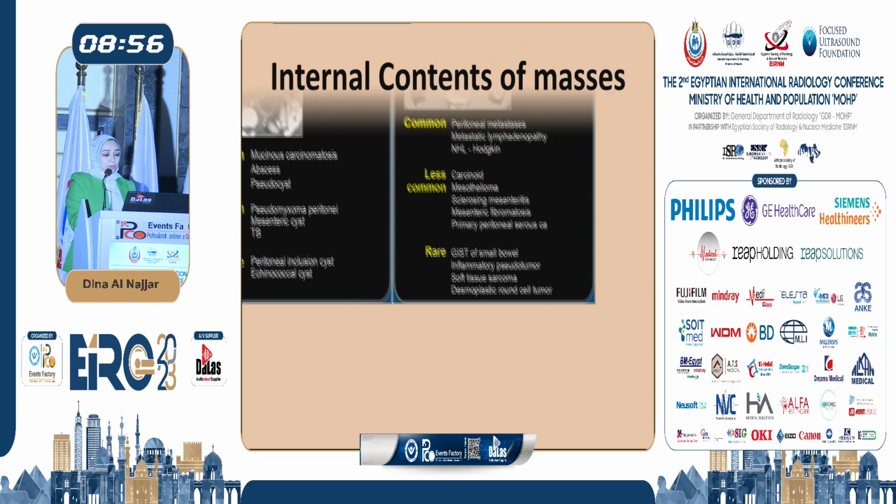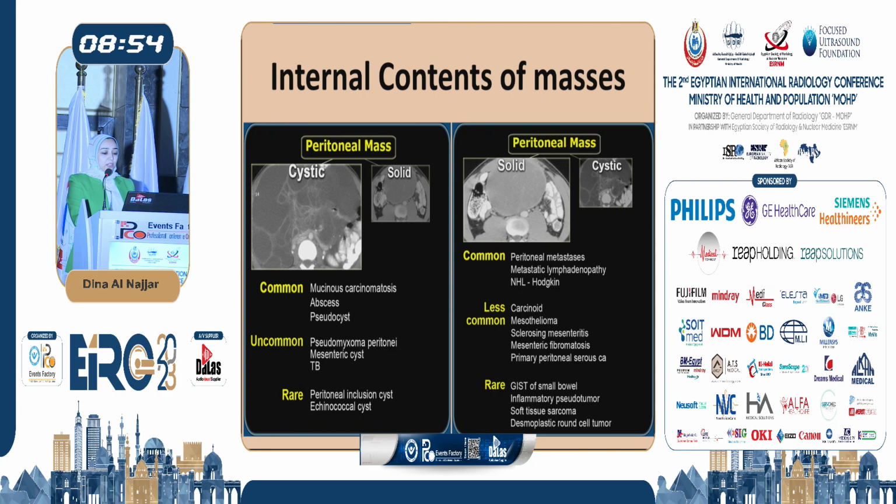Internal content. As we said before, the content of the lesion may be solid or cystic. The most common solid peritoneal lesion is metastasis or lymphoma. There are much less common lesions as listed here. But the most common cystic peritoneal lesions are mucinous carcinomatosis, abscess, and pseudocyst, and there are much less common lesions.